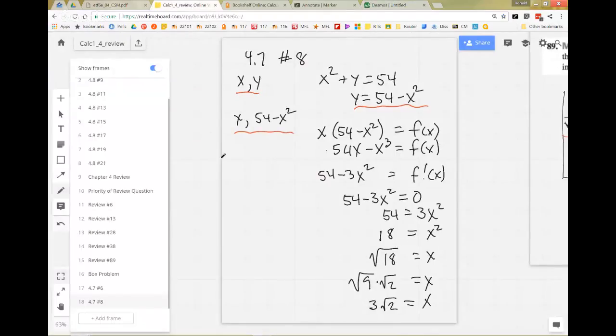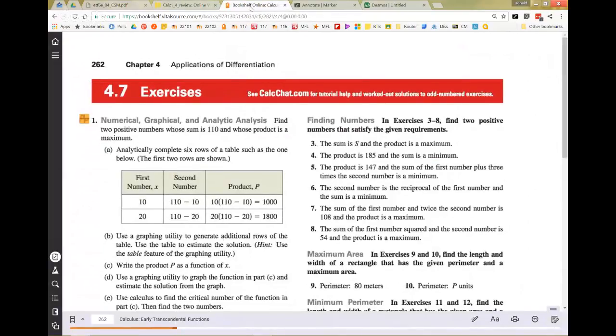So going back to the problem. Now, sometimes I don't remember if this book does this, but what they'll do sometimes is say, on the value of x where this thing is a maximum, what is the maximum? So then you could just come back to your function right here and plug in 3 times the square root of 2 for x in both cases, and that would be your maximum. On this problem, they didn't ask you that. It just says, find the two positive numbers.